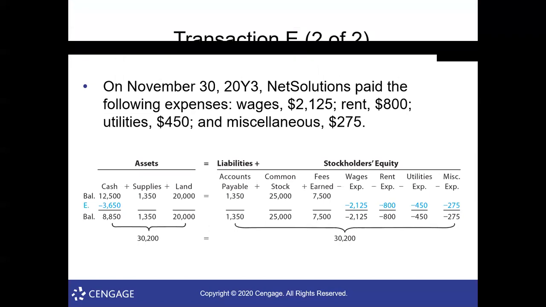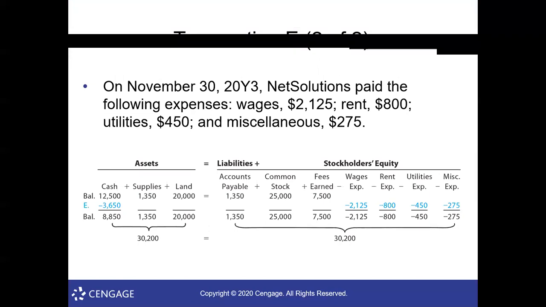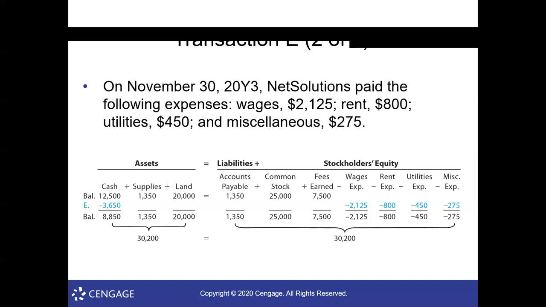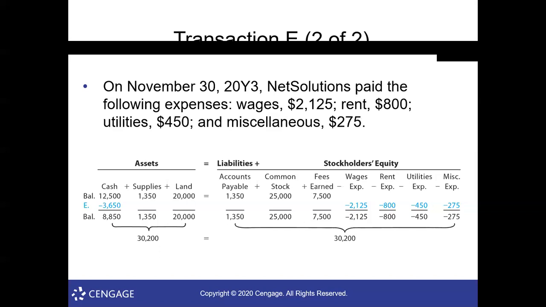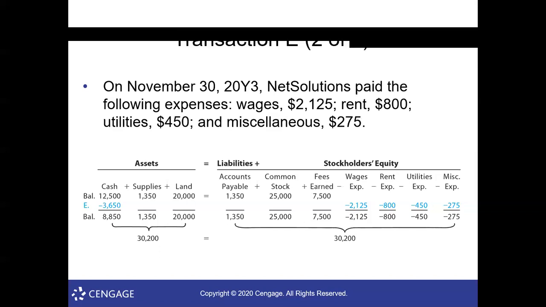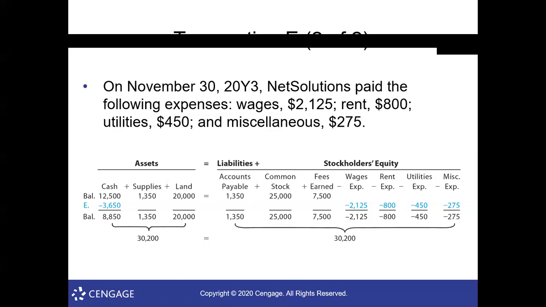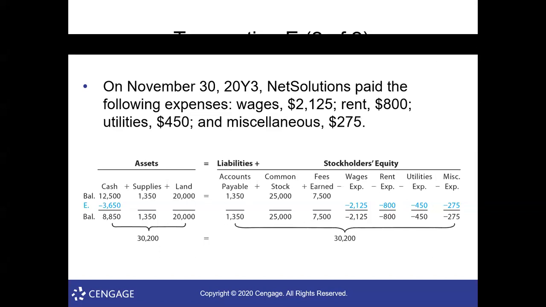So at the end of November, this same company goes out and pays its employees $2,125 in wages and salaries, pays their landlord $800, pays CPS utility $450, and then they had $275 in miscellaneous. This could be meals, it could be entertainment, it could be gas for the car, could be postage, any that is not classified in another type of account.